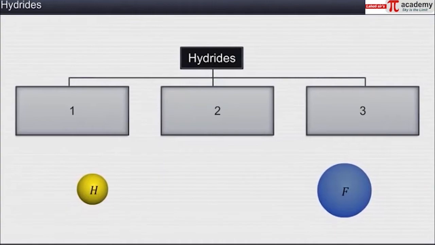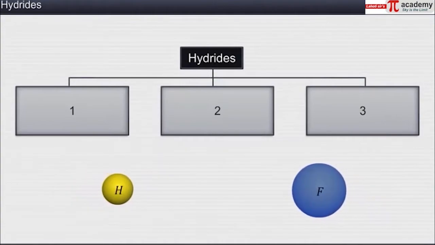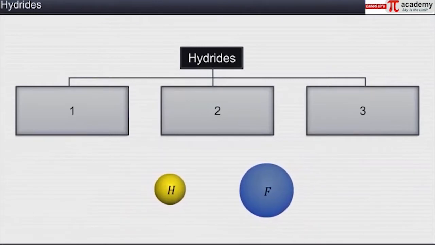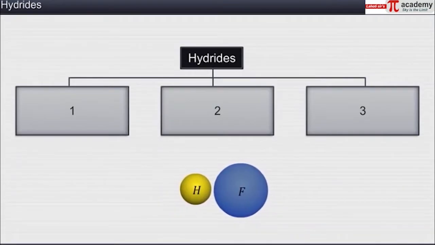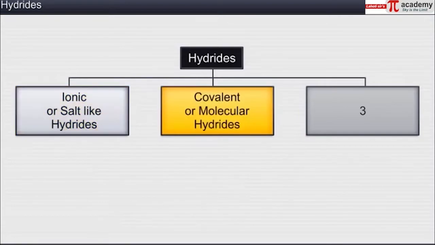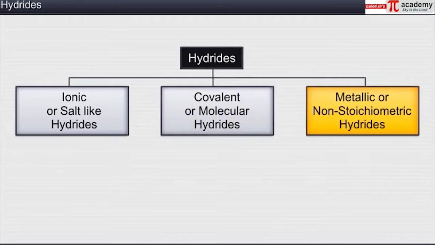There are three types of hydrides depending on the behavior and the nature of the bond formed between the hydrogen atom and the element forming the compound. The types of hydrides are ionic or salt-like hydrides, covalent or molecular hydrides, and metallic or non-stoichiometric hydrides. Let us look at each type in detail.